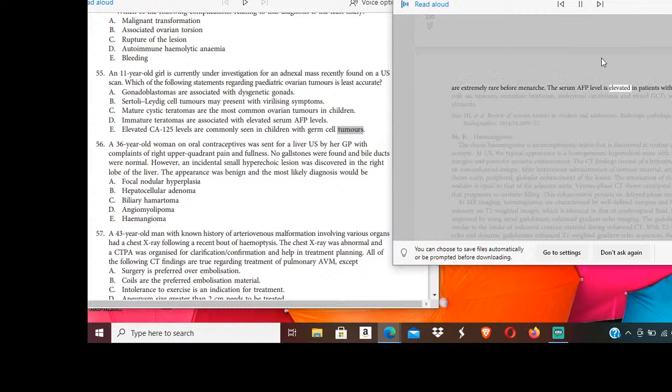The serum AFP level is elevated in patients with GCTs, such as yolk sac tumors, immature teratomas, embryonal carcinomas, and mixed GCTs with yolk sac elements. Heo SH, et al. Review of ovarian tumors in children and adolescents, radiologic-pathologic correlation. Radiographics. 2014, 34:2039-55.